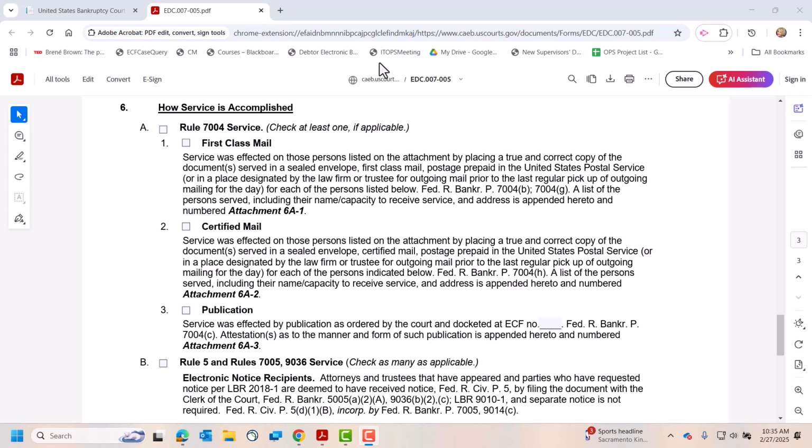How to complete Section 6 of EDC Form 7-005. Several issues warrant comment. First, note that Section 6A applies only to service made under Rule 7004. Section 6B applies where service is effected under Rule 5.